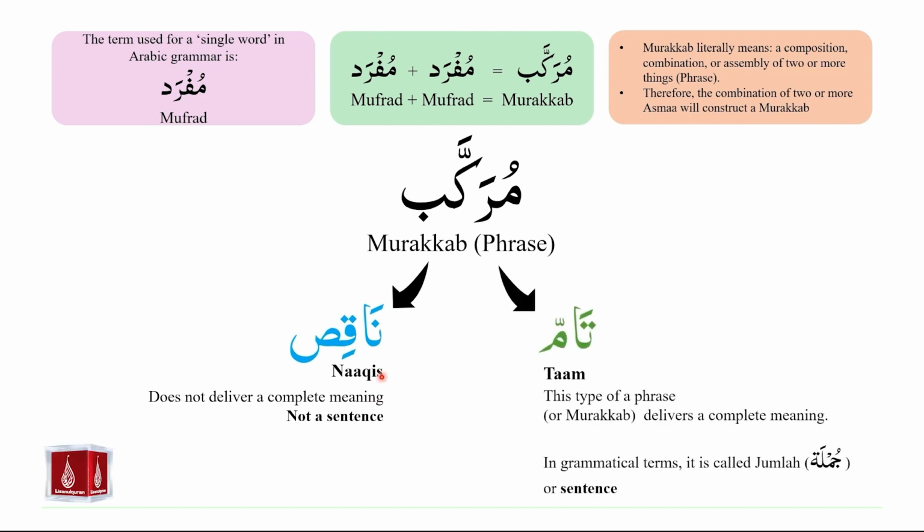Alternatively, a murakkab can be tam. This is a type of phrase or murakkab which delivers a complete meaning. In grammatical terms, murakkab tam is also called a sentence, and the grammatical terminology for a sentence in Arabic is jumla. To simplify, a murakkab or a phrase can either not deliver a complete meaning, or it will deliver a complete meaning. And if it delivers a complete meaning, in that case, it is called jumla or sentence.